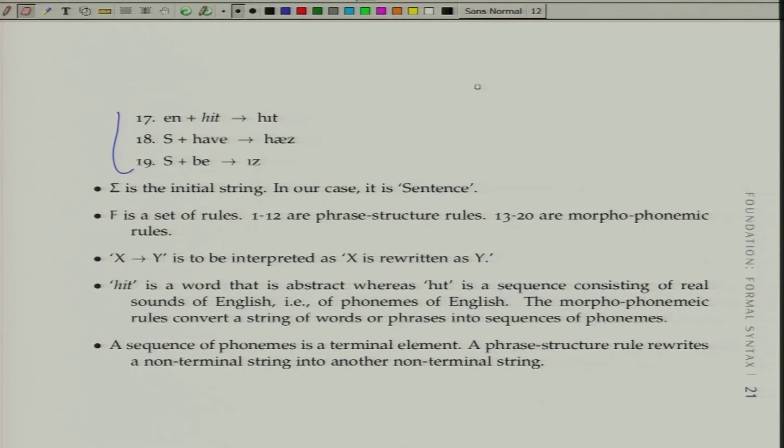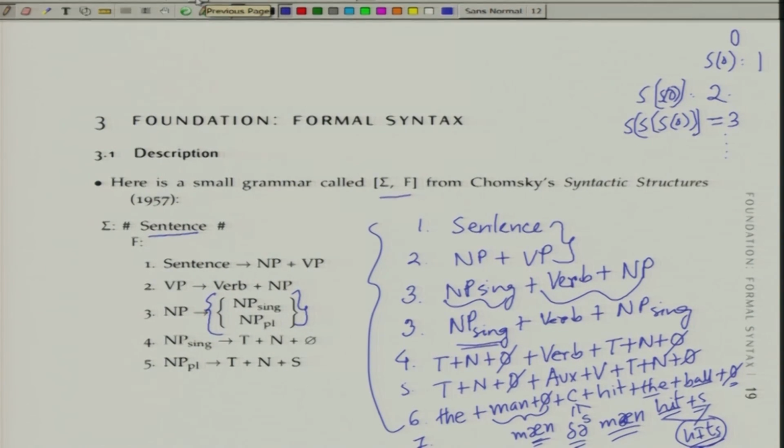It allows grammatical sentences. We have seen how it allowed strings like A, B, but it blocked strings like B, A. We have seen how these were blocked. Similarly, here also ungrammatical strings will be blocked. How? We can see that very roughly.